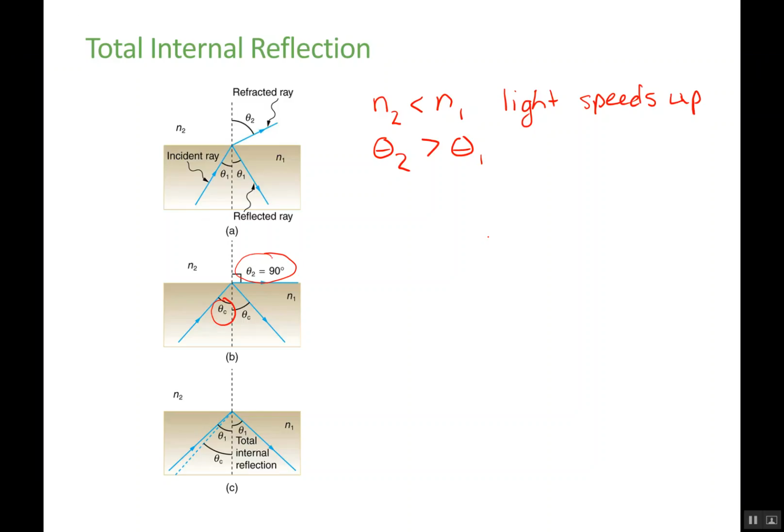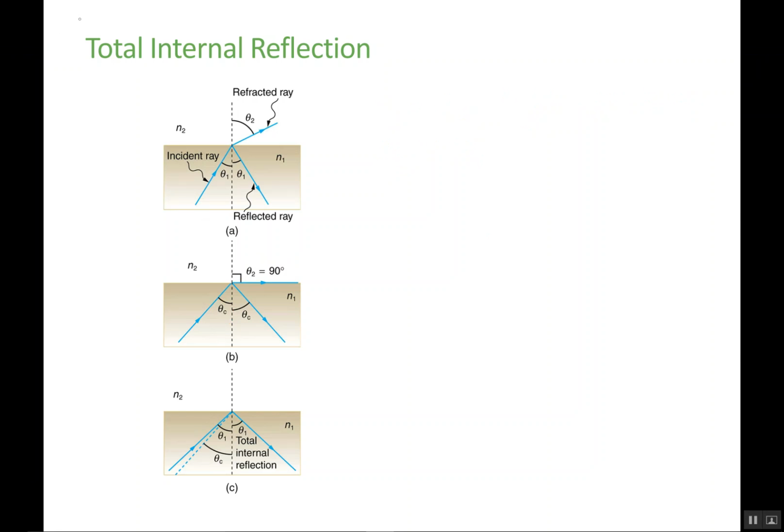So this phenomenon is very useful. So total internal reflection is this phenomenon, to summarize, where the index of refraction of the material into which the ray is traveling is less than the index of refraction for the material where the ray comes from. And in situations like this, the ray of light is going to speed up when it goes from n1 to n2, and it's going to bend away from the normal. So the angle of refraction is going to be greater than the angle of incidence.